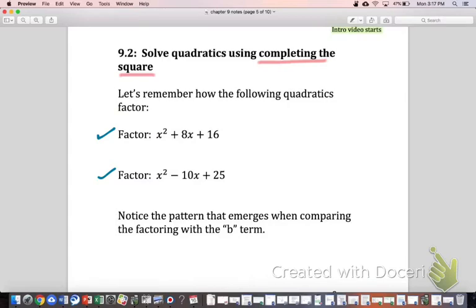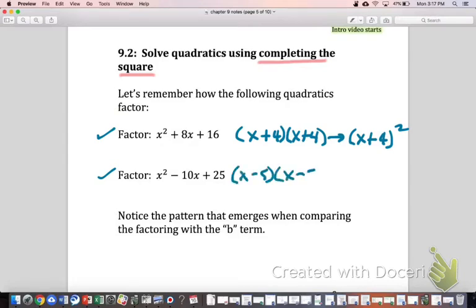Okay, so the first one factors as x plus 4 times x plus 4, and we maybe would better write that as x plus 4 quantity squared. You could, of course, FOIL that back out to check that that really is the case, but it is. The other one would factor as x minus 5 times x minus 5, perhaps better written as x minus 5 squared.